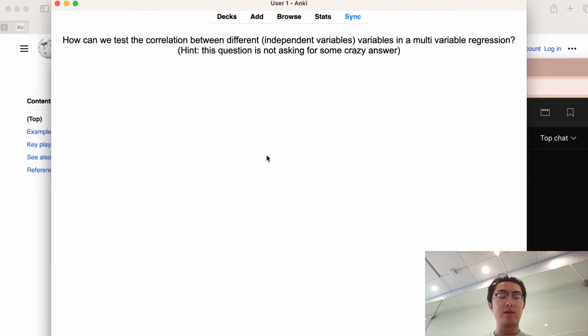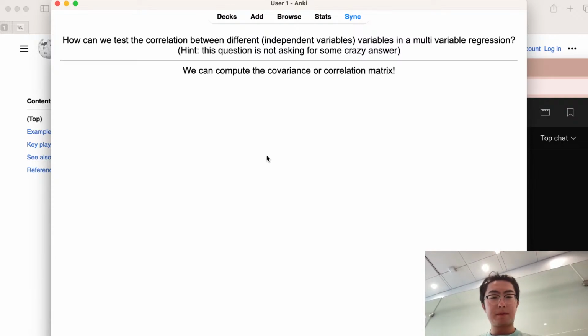How can we test the correlation between different independent variables in a multivariable regression? I think all you really have to do is just compute the correlation or covariance matrix. Okay, that's good.